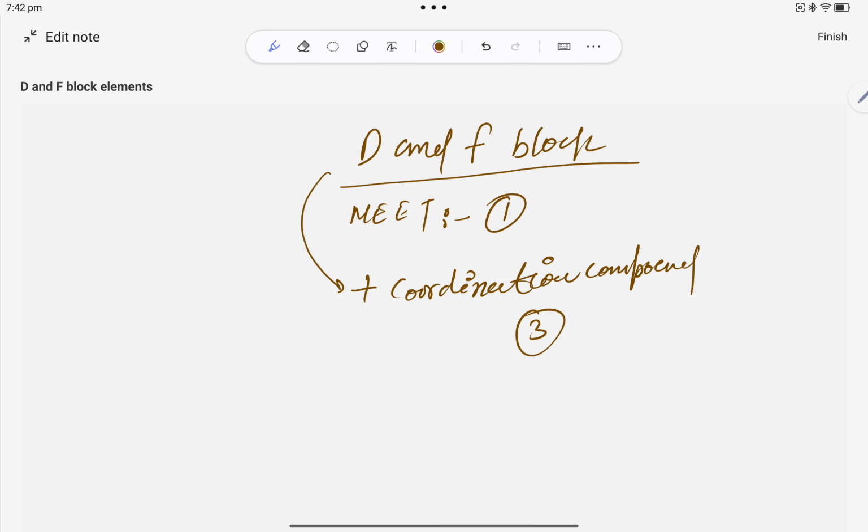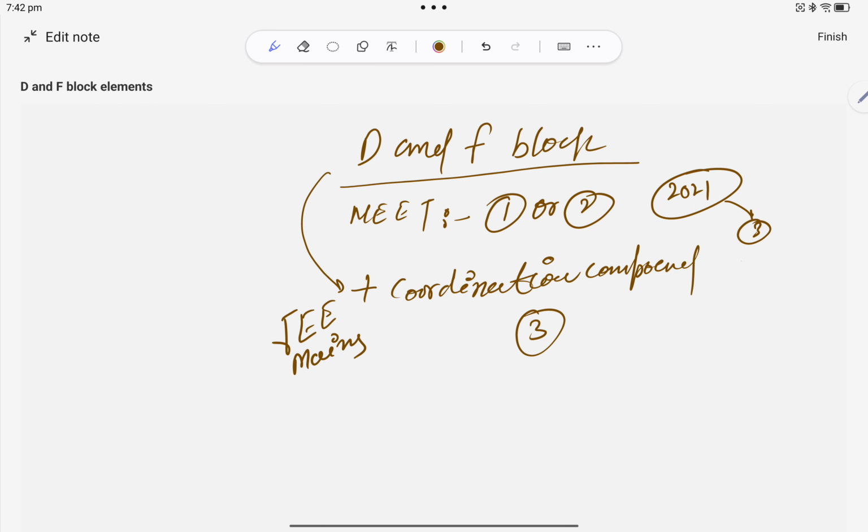Completely in the JEE. If we are talking JEE Mains exam, so 3 questions from D and F block plus coordination compound. So one, or you can say maximum two, because in 2021 exam there were 3 questions from D block. Last year it was 1 question, I think, not 100% sure. So basically 1 or 2 questions compulsory in the NEET exam. JEE means these 2 chapters combined give 3 questions. Okay, so this is all.